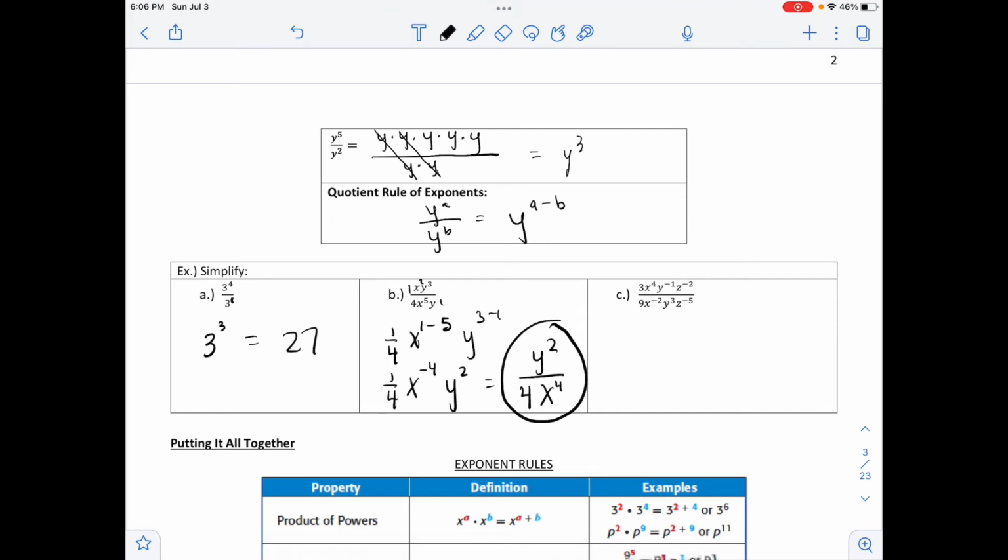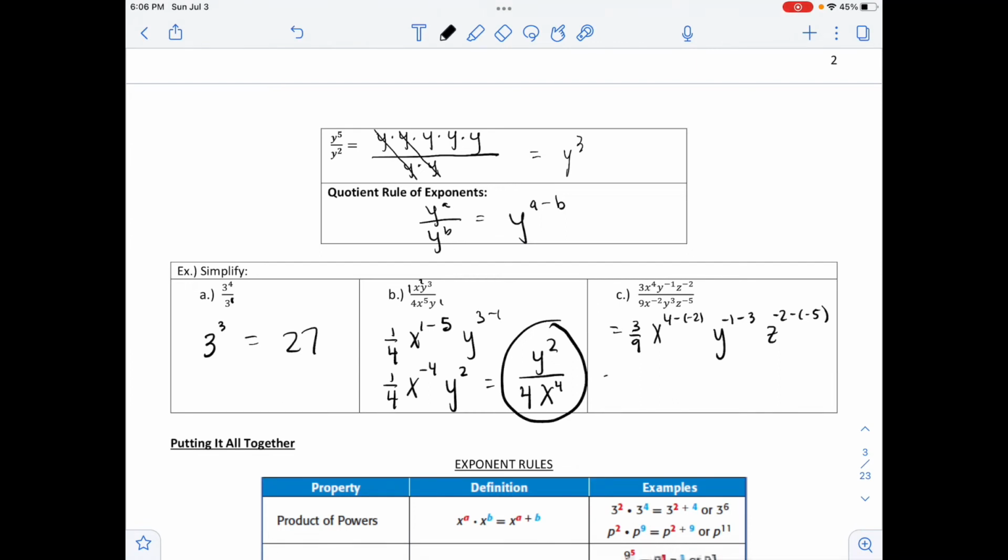For our part C, we have a lot of different bases there. The first thing that we do have is 3/9, which I'll write and I'll simplify in the next one. And then I'm looking at my x's. I'm going to have x to the 4 minus negative 2, y to the negative first minus 3, and then z to the negative 2 minus negative 5.